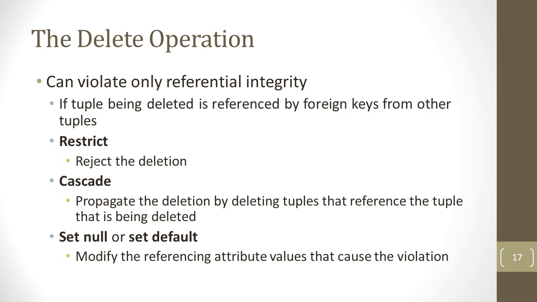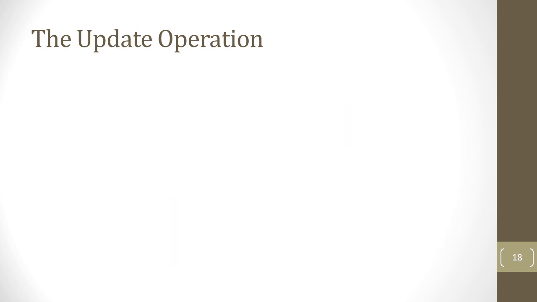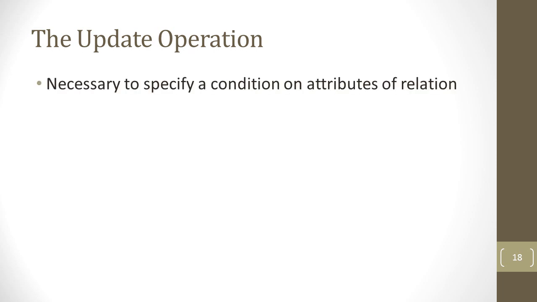So it's just you've got to weigh the pros and cons depending on the context that you're dealing with. So then the third operation is the update operation. In order to do an update, we're going to have to specify some kind of condition on the relation. So we're going to somehow determine which tuples are going to be modified.